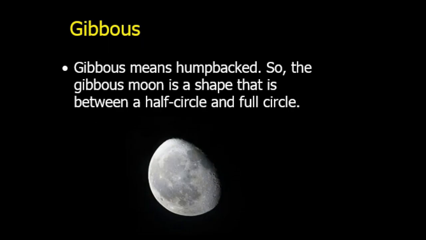Taking a look at some of the shapes that we see, one of the shapes is a gibbous, and I always say give us more light. Like if we had just a little bit more light, the moon would be full, and so that's how I remember that word. But gibbous means humpbacked, and so the gibbous moon is a shape that is between a half circle and a full circle.